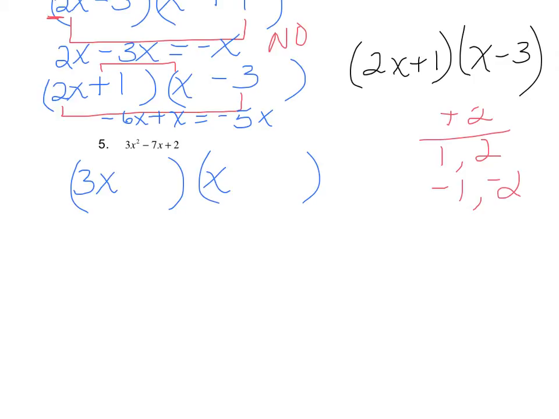Now I'm looking to achieve a negative 7 in the middle. I need a negative 7. So right away, I know that I don't even have to try positive 1, positive 2, because a positive plus a positive is going to give me a positive, and I want a negative. So I really only have to try negative 1, negative 2. I just have to decide who to put first and who to put second. So I'll have to place them in, do outer and inner, see if it works. If it doesn't, switch them around.